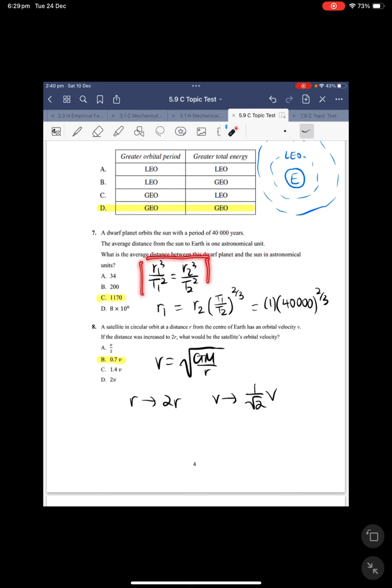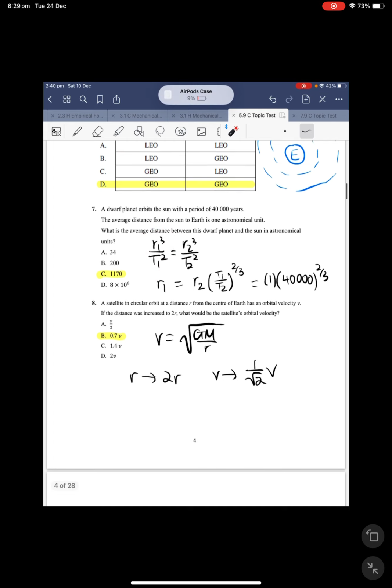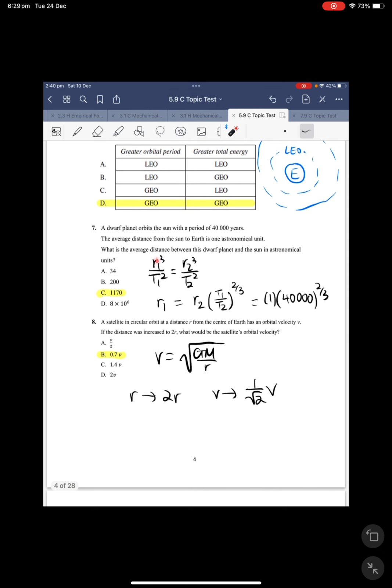Essentially, we know from Kepler's third law that the ratio r cubed on T squared is going to be a constant for all objects orbiting the same celestial body. In this case, the celestial body is going to be the Sun. So r1 cubed on T1 squared equals r2 cubed on T2 squared, where 1 is going to be the dwarf planet, 2 is going to be the Earth.